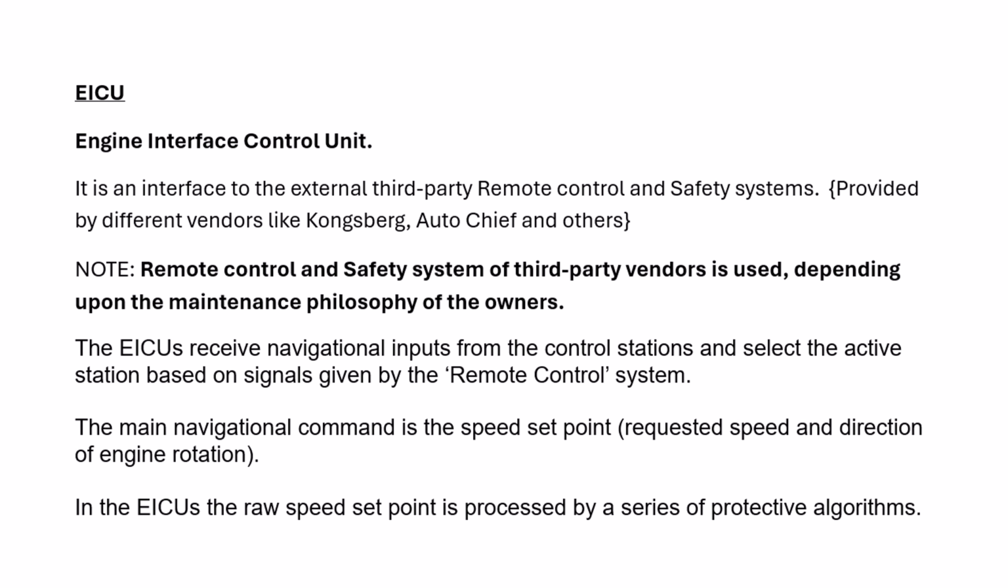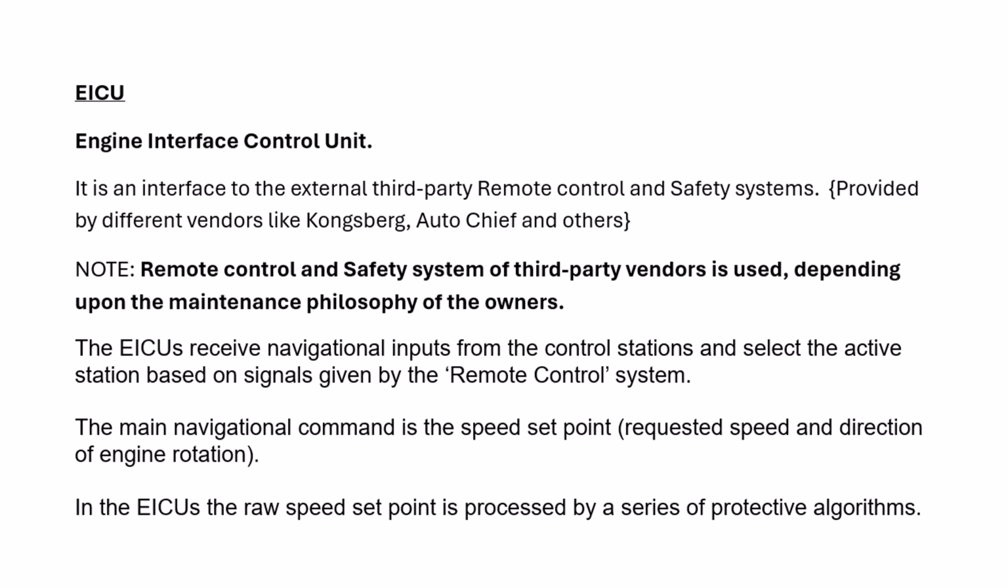The EICU receives navigation inputs from the control station, whichever control station is selected, be it the bridge or wheelhouse. The active station can also be selected based on the signal given by the remote control system. The main navigational command is the speed set point, what is the requested RPM by the bridge, for example, and the direction of rotation, ahead or astern.